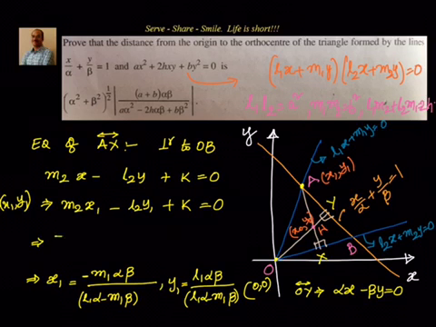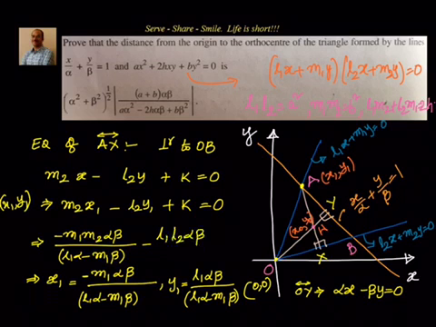m2 into minus m1. So I can say minus m1 m2 alpha beta divided by L1 alpha minus m1 beta, minus L1 L2 alpha beta divided by L1 alpha minus m1 beta plus k is equal to 0. What is that we are trying to do now? We are trying to find out the equation of AX.